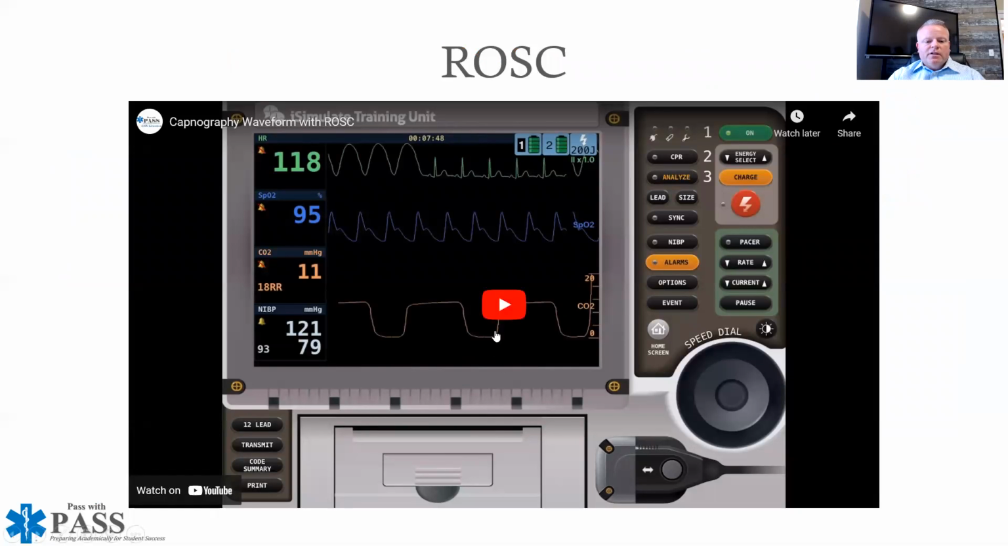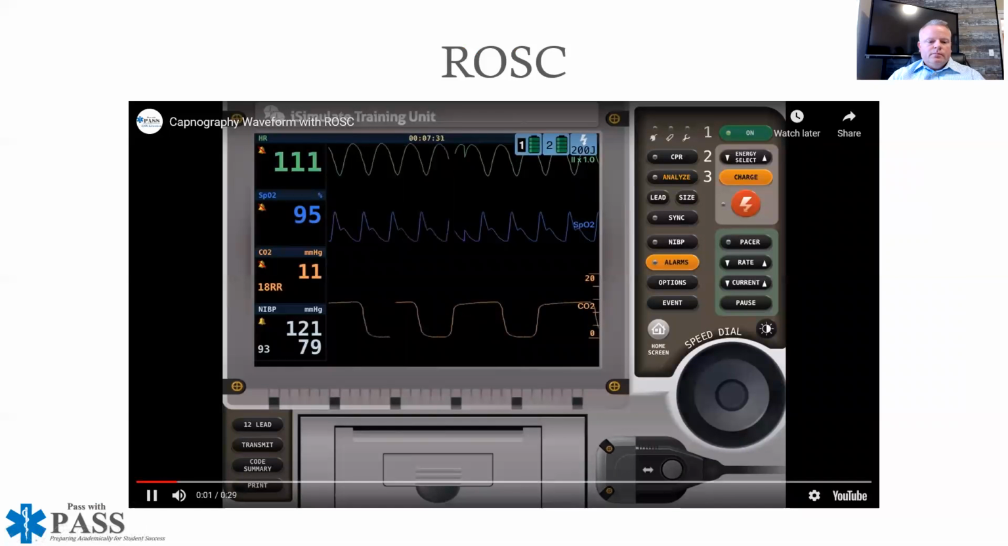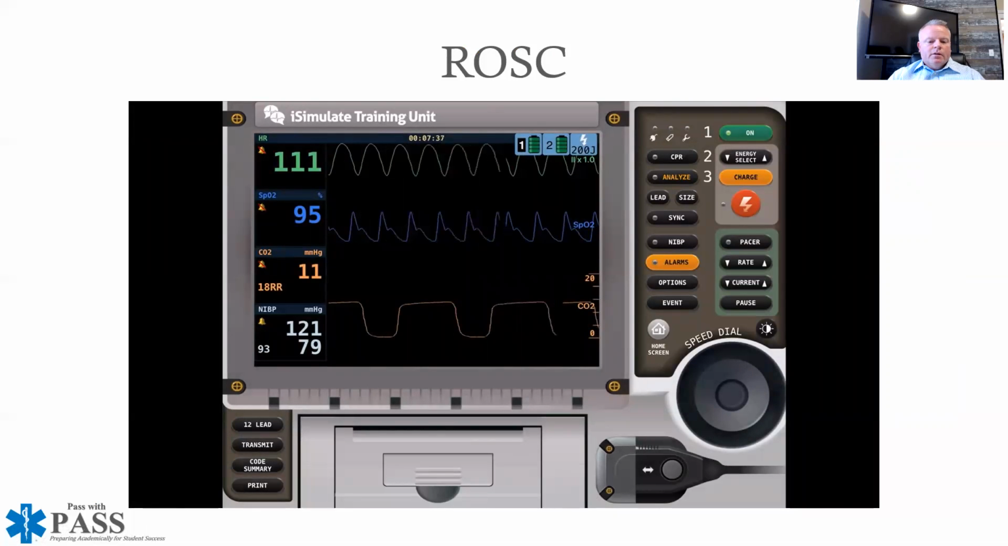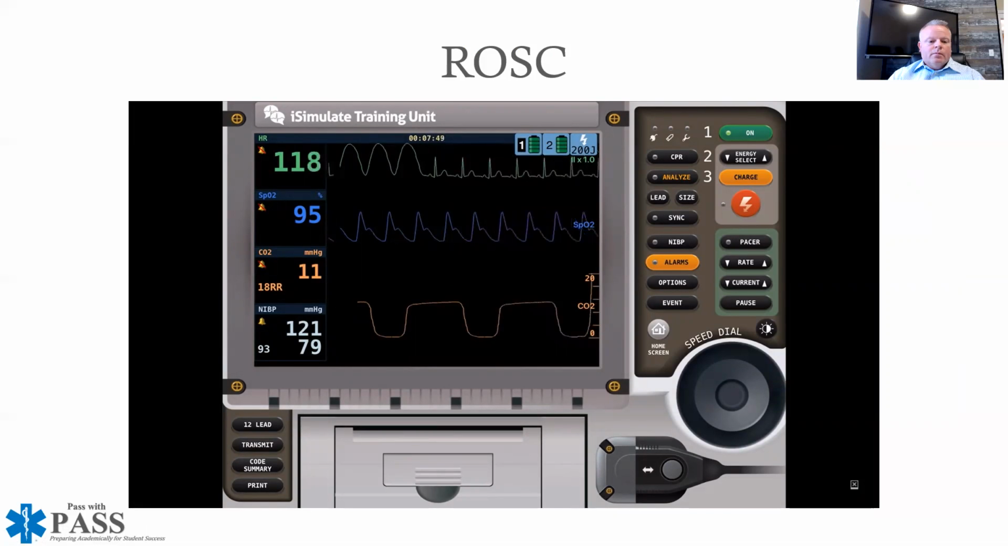This is ROSC being obtained. So we notice our CO2 is 11 currently. And now all of a sudden it went to 38.